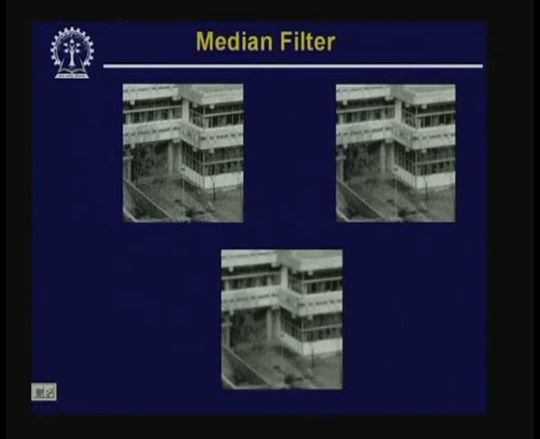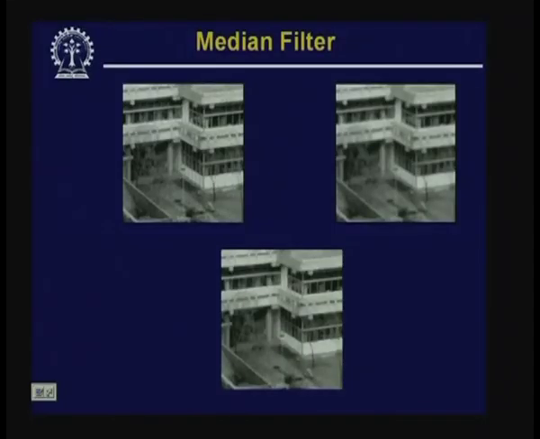So, we have said that instead of using the simple box filter or simple averaging filter, we can go for filtering based on order statistics, like the median filter, where the pixel value at a particular location in the processed image will be the median of the pixels in the neighborhood of the corresponding location in the original image. This kind of filtering also reduces the noise, but at the same time it tries to maintain the contrast of the image. So, here we have shown one such result.